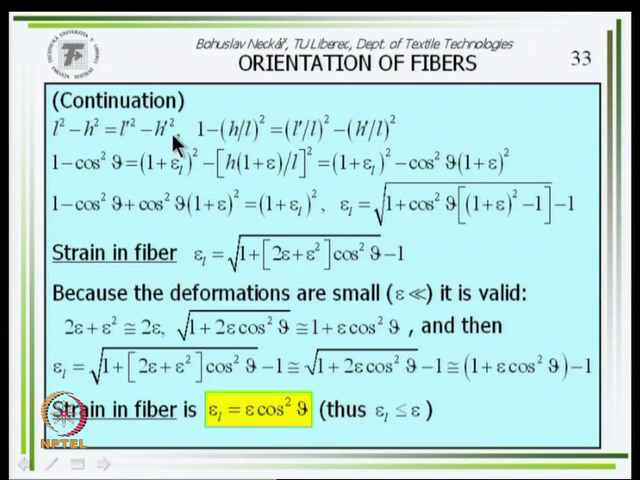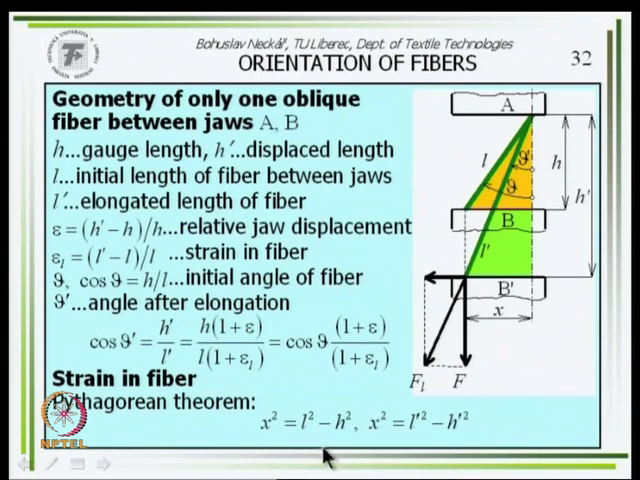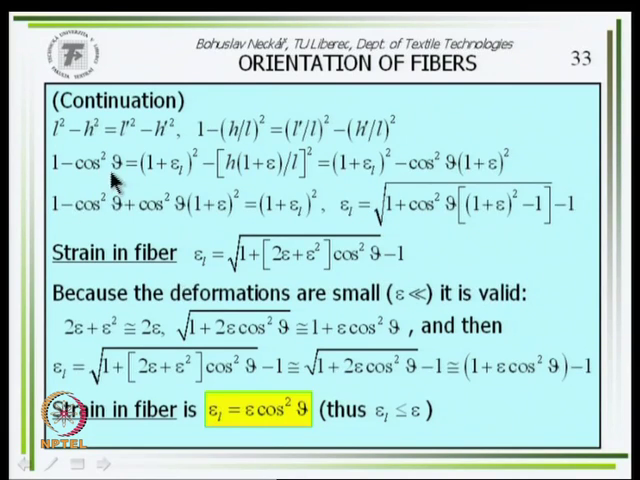Now some small rearranging, in which we divide this equation by L squared, of course. Using our symbols or our equations known from here, we can write 1 minus cosine squared theta is (1 plus epsilon_L) squared minus h to (1 plus epsilon) by L squared, so that it is this one.